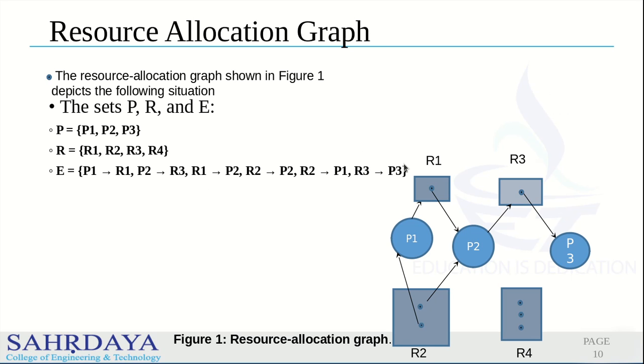Here we can see the resource allocation graph with processes P1, P2, P3, and resources R1, R2, R3, R4. R1 has one instance, R3 has one instance, R2 has two instances, and R4 has three instances. P equal to P1, P2, P3; R equal to R1, R2, R3, R4; E equal to P1 to R1, P2 to R3, R1 to P2, R2 to P2, R2 to P1, R3 to P3.